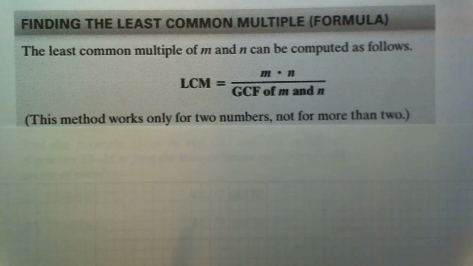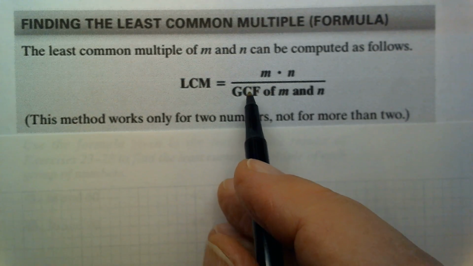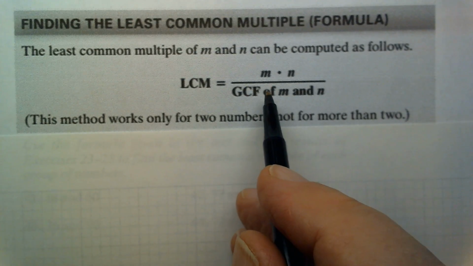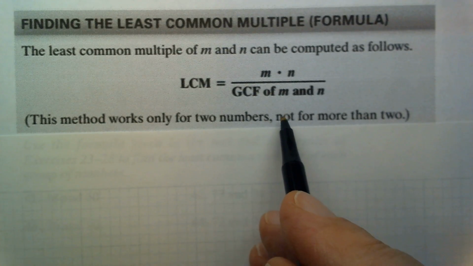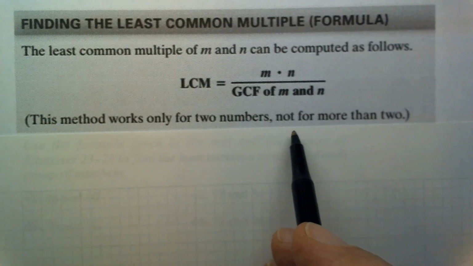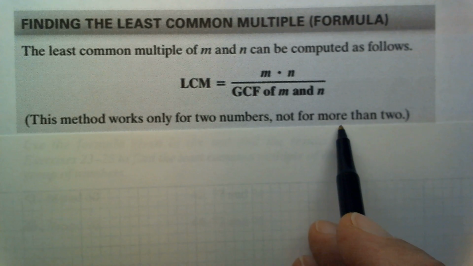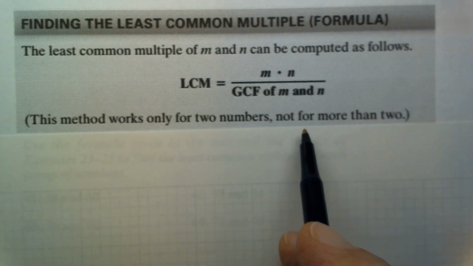Another way of finding the least common multiple is to use the following formula. The LCM is the product of m and n, divided by the greatest common factor of m and n. But that method only works when you have two numbers. You cannot use it for three numbers.